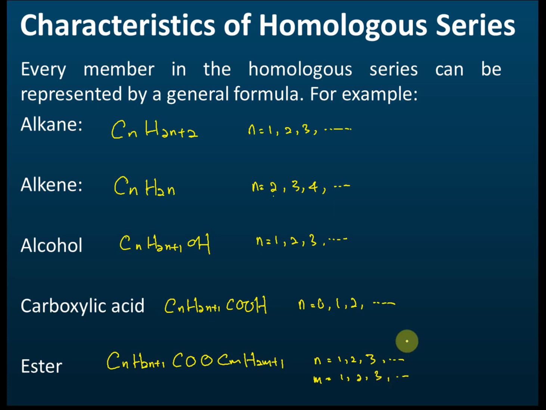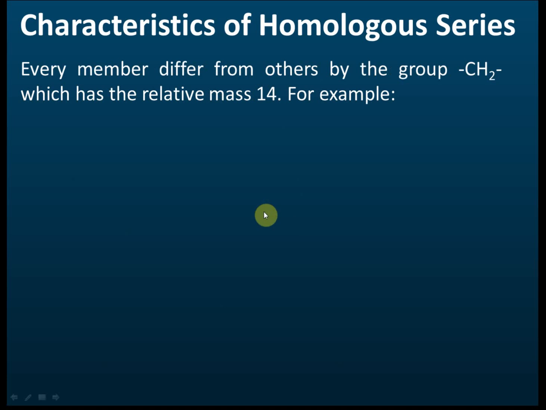Now, you need to memorize the general formulas for these five homologous series. You must memorize them. It's very, very important for you to memorize them, because without the general formula, it's very hard for you to write the molecular formula for all these carbon compounds.